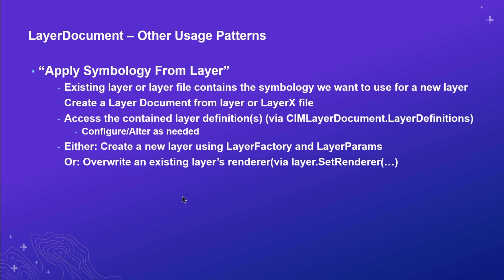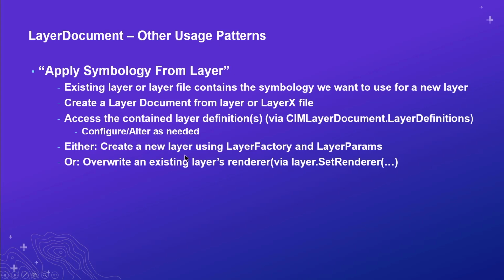Next, I want to show you a couple of examples of the layer document pattern. In many cases, the symbology you need to render your data is stored in a layerx file on disk. You want to use the symbology from this layerx file. A popular geoprocessing tool for this task was the Apply Symbology from Layer tool. But now, with the availability of the layer document and the access it provides to the CIM, you can accomplish this task using the .NET API instead of the GP tool.